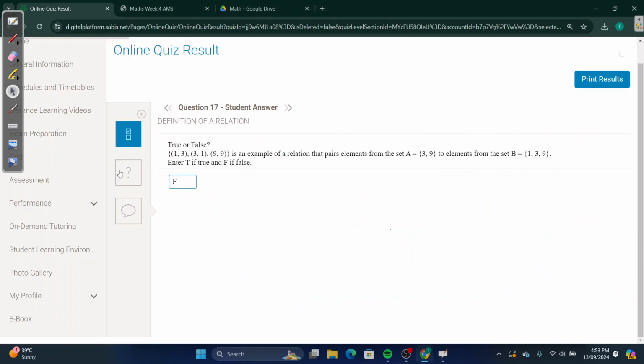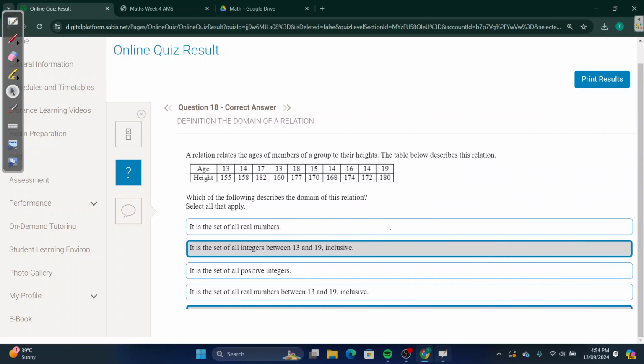Okay, question 17. True or false? 1, 3, 3, 1, 9, 9 is an example of a relation. Set A does not contain the number 1. And if it's a relation, it has to pair both numbers. That means both of the sets have to have both of the numbers in them, like all of the numbers together. So 3 is in set A and B, 9 is in set A and B, but 1 isn't, so it's false straight away.